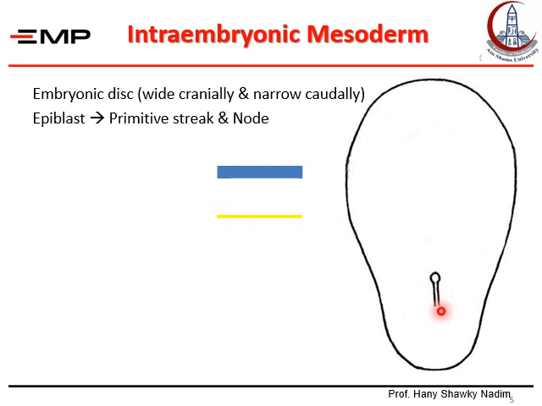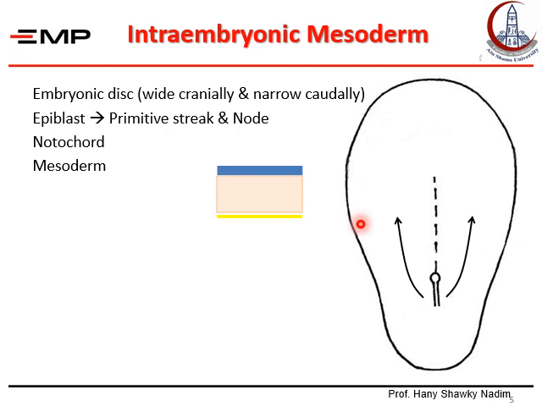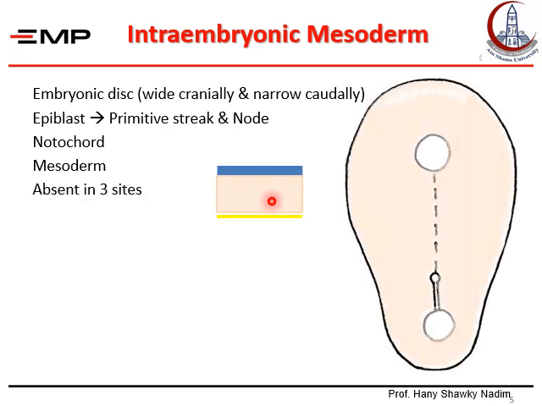In the epiblast, a primitive streak appears with a primitive node on its cranial end. From this node, a solid cord of cells grows cranially between the epiblast and hypoblast here in the middle. This is the notochord. From the primitive streak and the notochord, mesoderm develops. Now it's taking the color pink here.